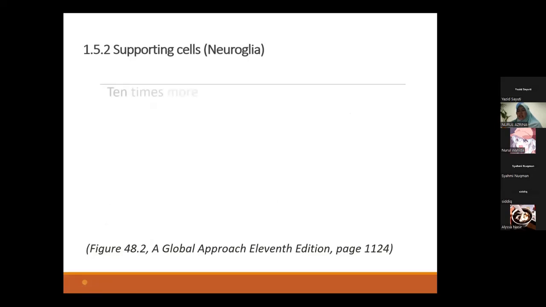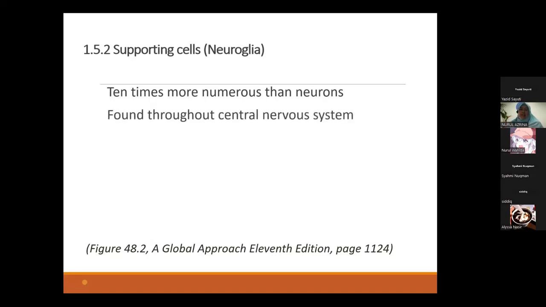The supporting cells, or we call neuroglia. So neuroglia is 10 times more numerous compared to neurons, and it is found in the central nervous system, brain and also spinal cord.